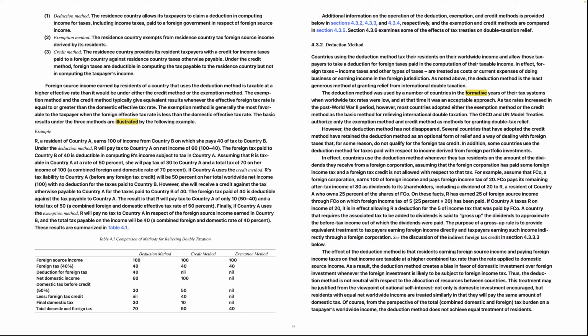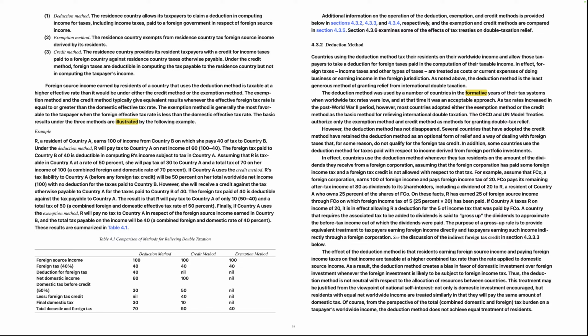In effect, foreign taxes, income taxes, and other types of taxes are treated as costs or current expenses of doing business or earning income in the foreign jurisdiction. As noted above, the deduction method is the least generous method of granting relief from international double taxation.